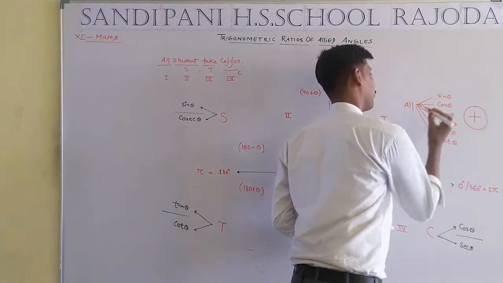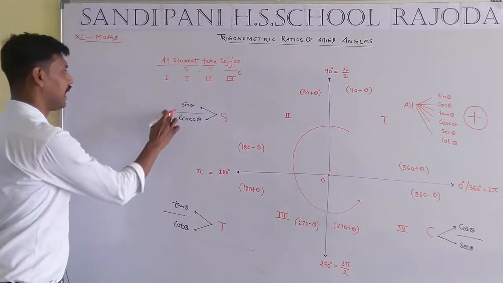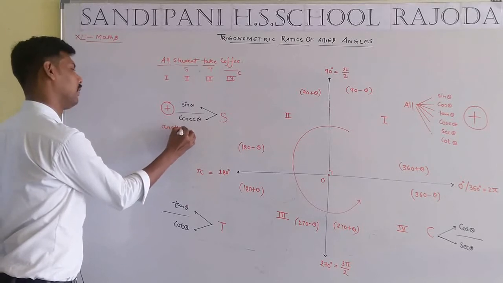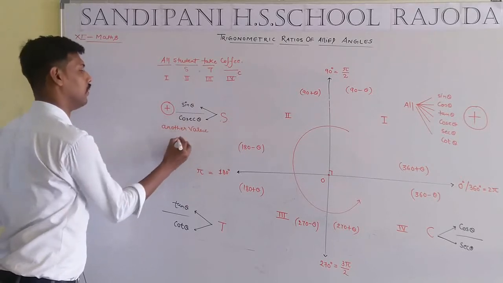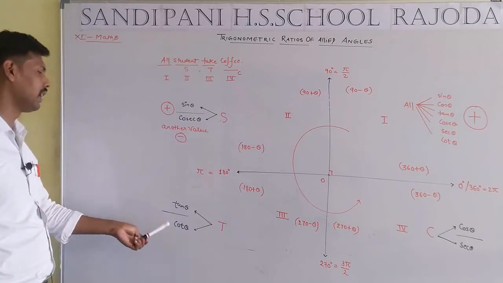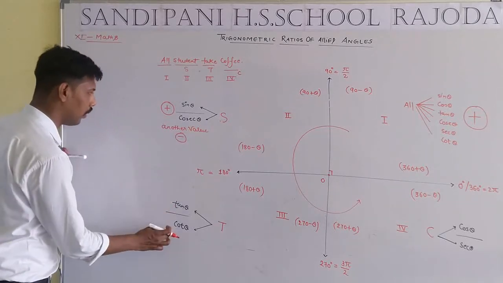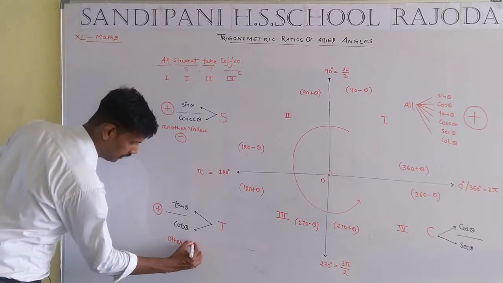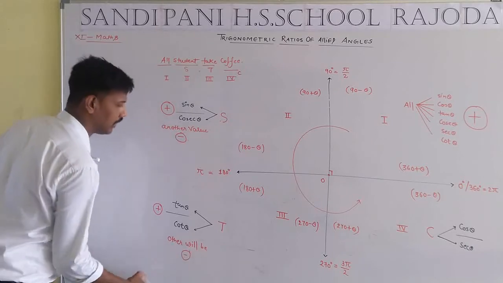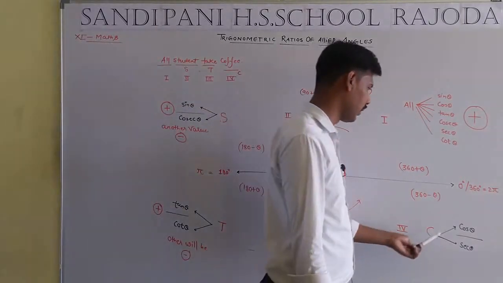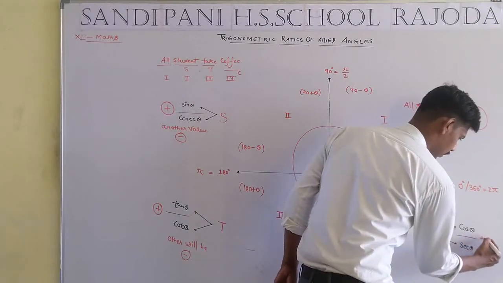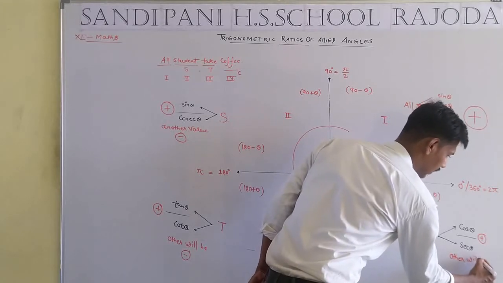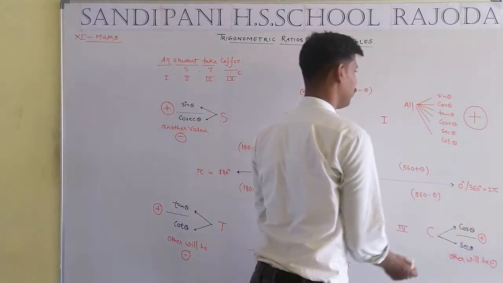I will explain. In the second quadrant, sin and cosec will be positive, other values will be negative. In the third part, tan and cot will be positive, other values will be negative. But in the case of the fourth part, cos and sec will be positive, other values will be negative. What is the meaning of this sentence?